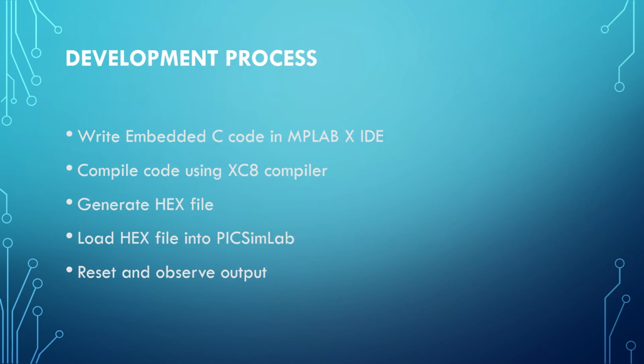This is about the development process. It starts by writing embedded C code in MPLAB IDE and compiling it using the XC8 compiler. After successful compilation, a HEX file is generated. This generated file is loaded into PICSimLab using the MCLab2 board, and the simulation is run to observe the output on the LCD, LED, or buzzer.